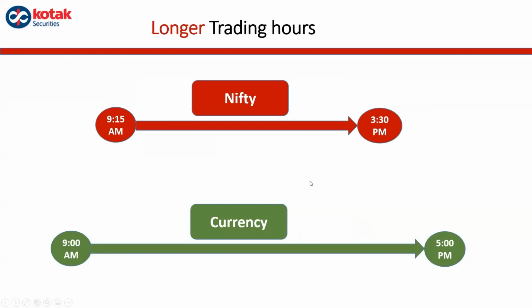Now the next point, the longer trading hours. When we say Nifty here, we mean in general the equity market. When we are talking about the trading hours, we know that the equity market trades between 9:15 a.m. to 3:30 p.m. on a weekday. On the other hand, the currency market starts at 9 a.m. and ends at 5 p.m. So you have that extended trading hours to carry out your trading activities.